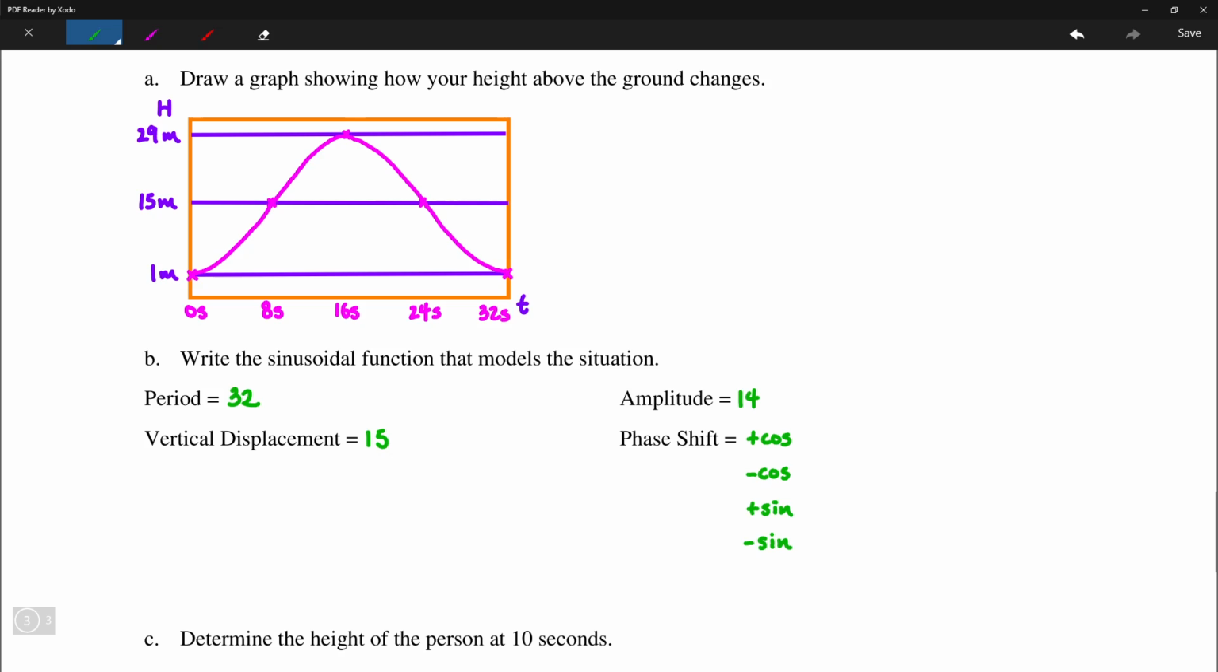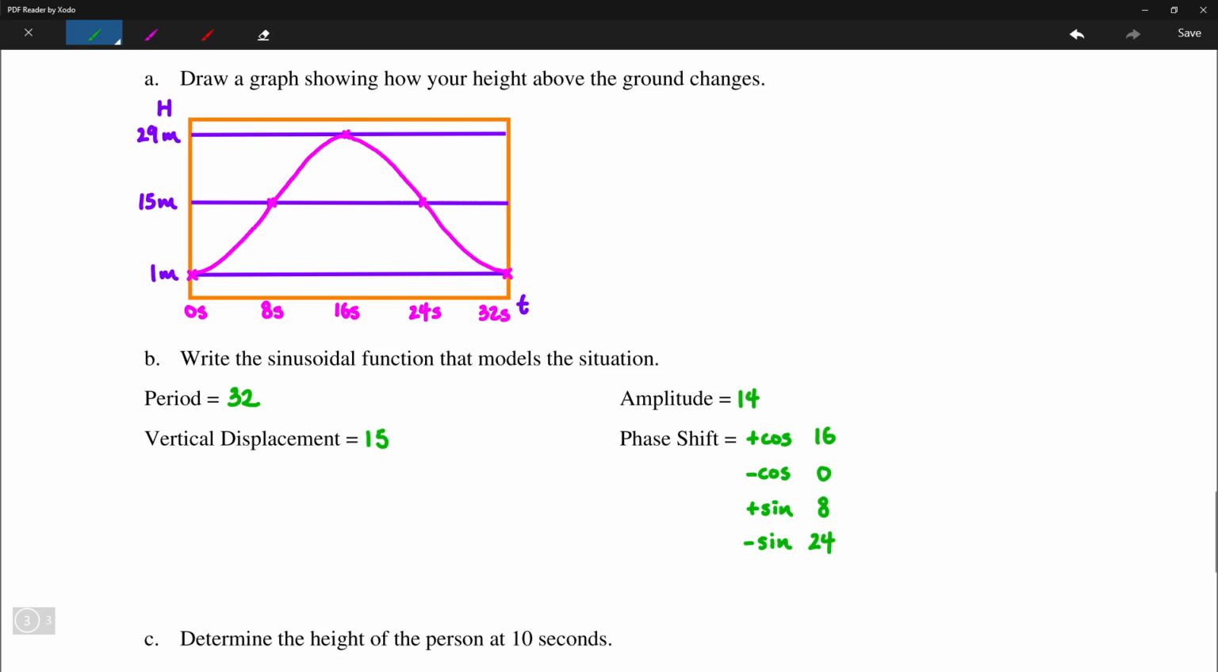So if it is a positive cosine function, then it should start with a phase shift of 16. So right here. If it is a negative cosine function, then it starts from the minimum value of 1, so the phase shift will be 0. A positive sine function starts on the midline and moves upwards to the right, so that will be at 8 seconds. And finally, a negative sine function starts on the midline as well, but goes down towards the right, so this will be 24 seconds. Again, all 4 of those are possible. So what we can do here is write all 4 of the functions.